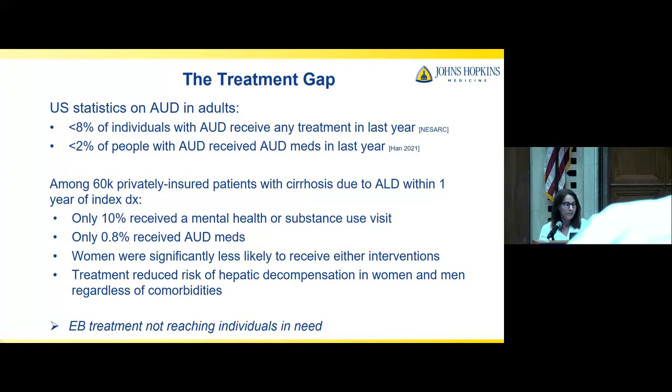What I found pretty fascinating is there was a study recently amongst 60,000, so a good size N, of privately insured patients with cirrhosis due to alcohol-associated liver disease. And within 1 year of their index diagnosis, only 10% received a mental health or substance use visit. And these are people who have access to care, so insurance is not a barrier. And 0.8% received AUD meds. Notably, as we've seen today with our patient, women were less likely to receive either of the interventions. But importantly, treatment would reduce risk of hepatic decompensation in women and men, regardless of whatever other comorbidities.